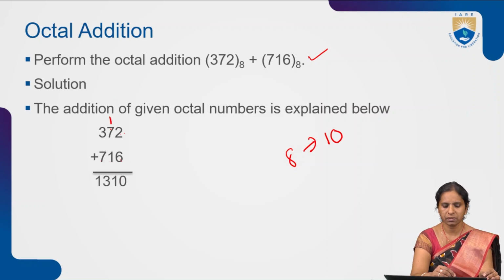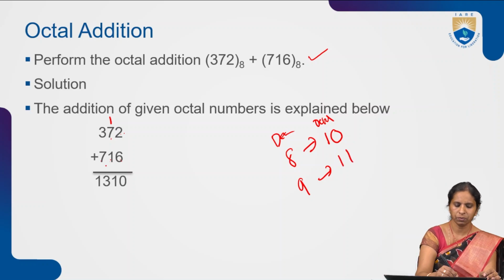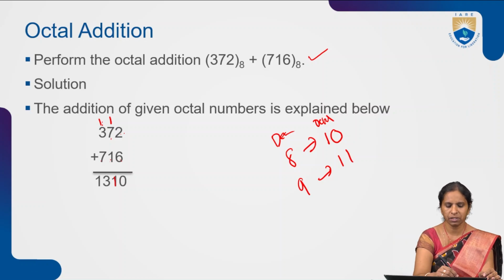Then 7 plus 1 equals 8, and 8 plus 1 equals 9. Now, what is 9 in the octal number system? This is a decimal number system and this is an octal number system. So the number 9 in octal is 11. Therefore, here 1 and the carry is 1. Then 3 plus 1 equals 4, and 4 plus 7 equals 11.